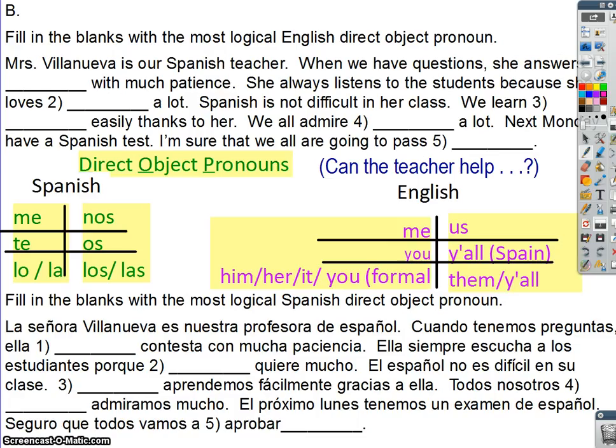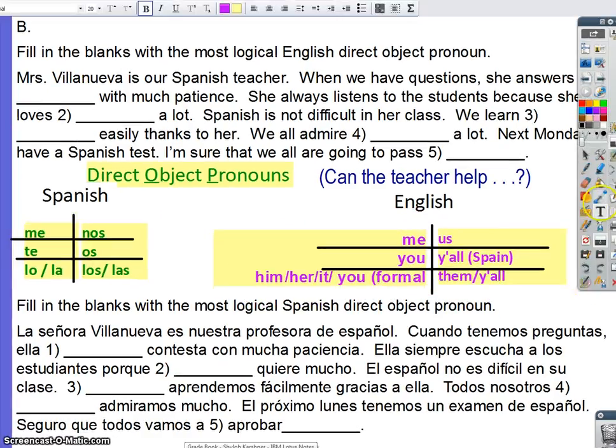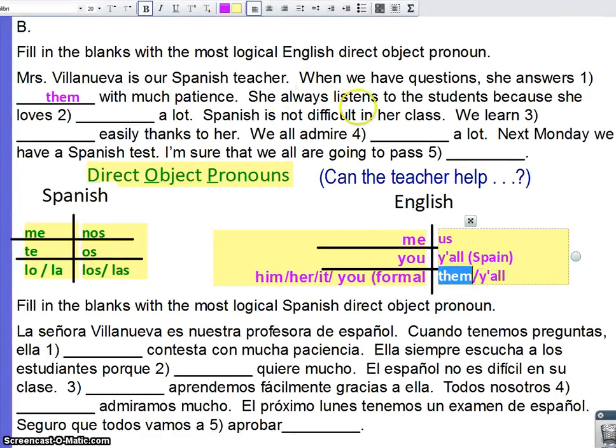All right, now let's look at part B. Fill in the blanks with the most logical English direct object pronoun. Your choices for English direct object pronouns are here. To find a direct object, you ask who or what's being verbed. Mrs. Villanueva is our Spanish teacher. When we have questions, she answers them. Them is referring to questions. She always listens to the students because she loves, again, it's them, a lot.